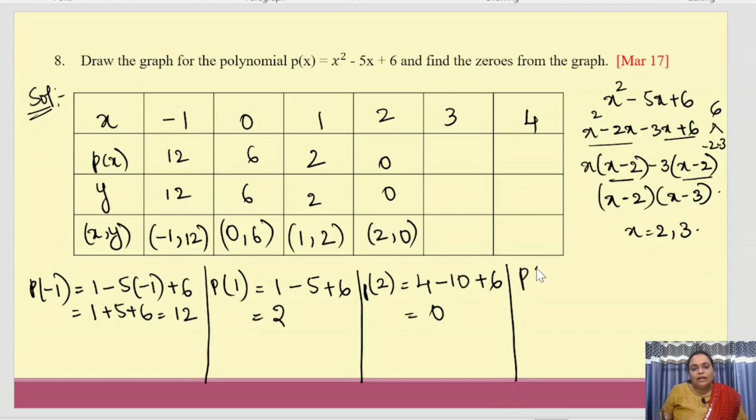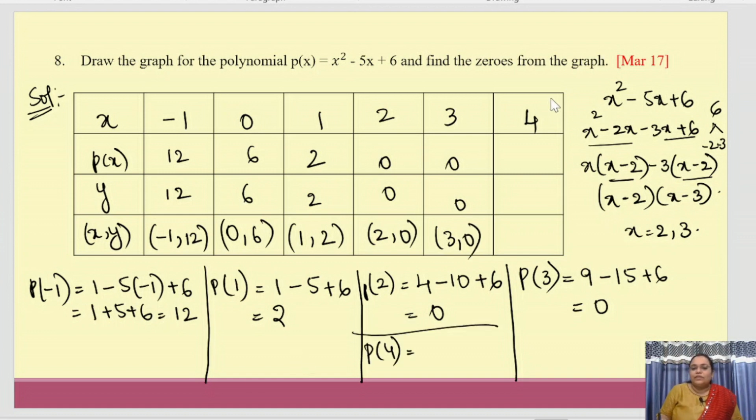Then if you substitute x equals 3 in p of x, so p of 3 will be 3 squared is 9, minus 5 threes is 15, plus 6, which is again 0. Okay, so coordinates will be 3, 0. If you substitute x equals 4 in p of x, so you will get p of 4 is equal to 4 squared is 16, minus 5 fours is 20, plus 6. This is 22 minus 20, which is 2. Coordinates will be 4, 2.